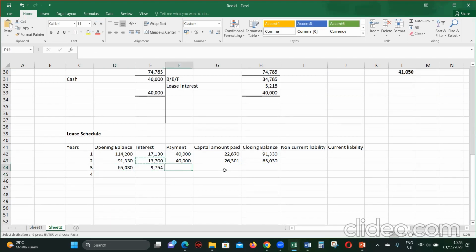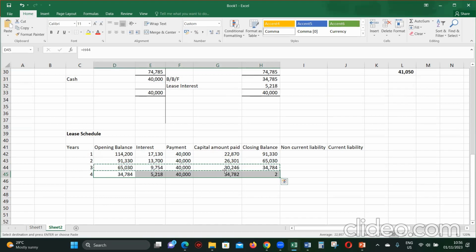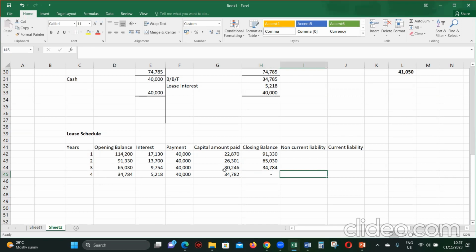Since this is an Excel, I can copy paste the links, right? Like this. See, again, there will be a balance. There can't be a balance, it should be 0. For your understanding, I'm making it 0, but because of the decimals, we are getting slight differences. Right. Now we'll fill the non-current liability and current liability portion.